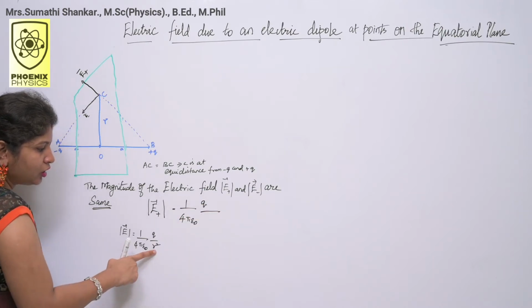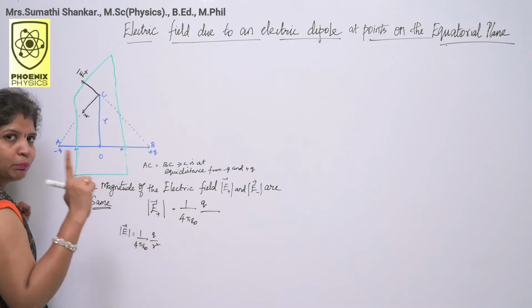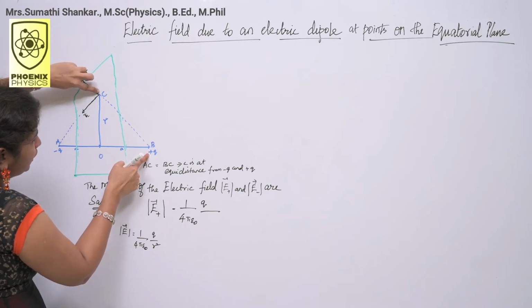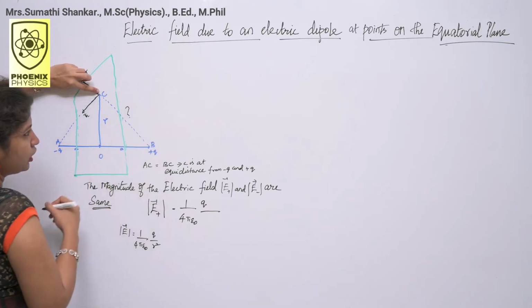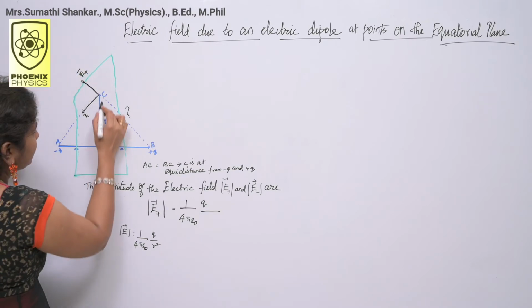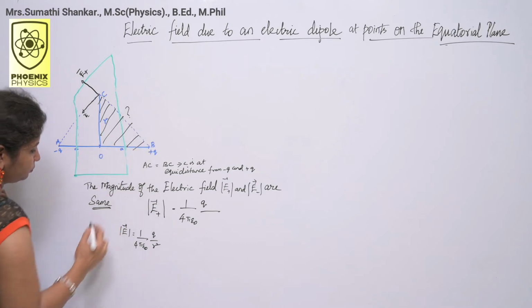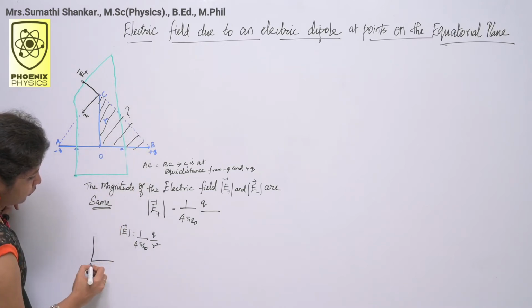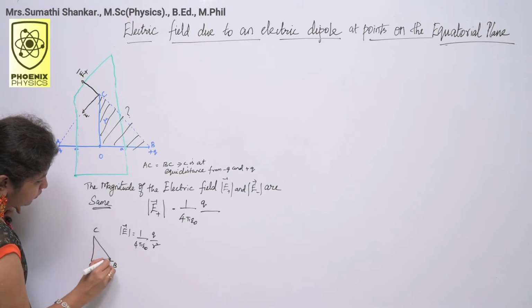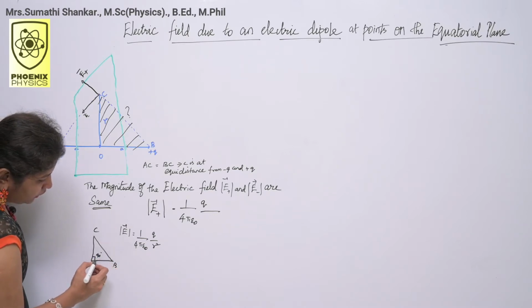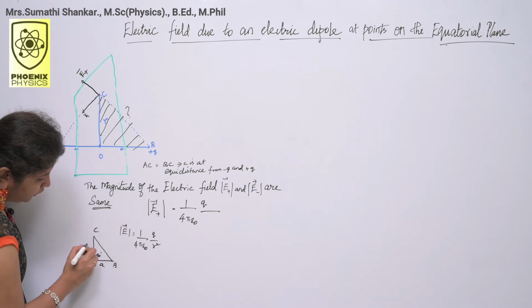What is this r? r is nothing but the distance between plus Q charge and the point. Here this is my plus Q charge and the point. I don't know this distance. How do you find out this distance? See, this portion is like a right angled triangle. This is my midpoint O, this is B and this is C. These two lines make 90 degrees. So here this portion is a and this portion is r. I want to find out this.